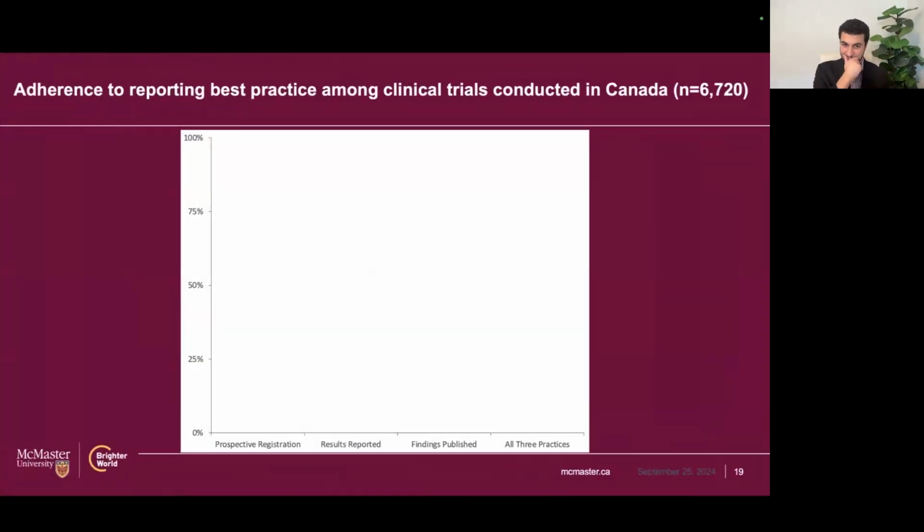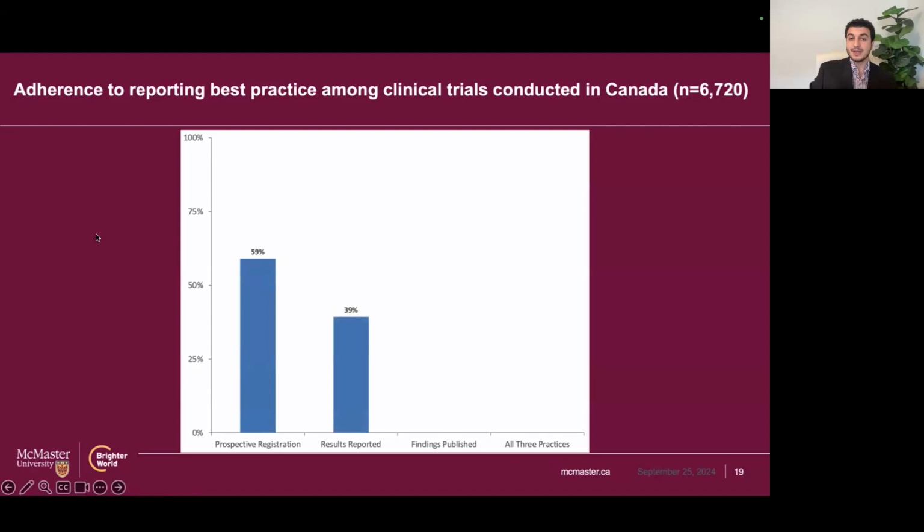Okay, now that said, as I mentioned earlier, our main 3 outcomes were to determine for all trials identified, all 6,720 trials, what proportion of them were, and this is on the x-axis here, the prospective registration, the percentage that reported their results, that published their findings, and finally, that completed all 3 best practices concurrently. And on the y-axis, we just have the percentages. So for prospective registration, roughly 59% did so, which is not bad, definitely not the best.